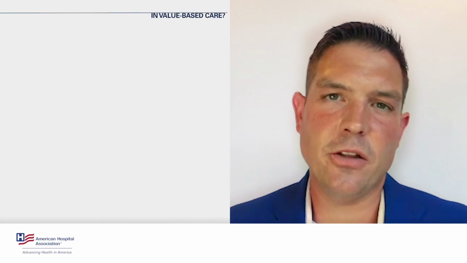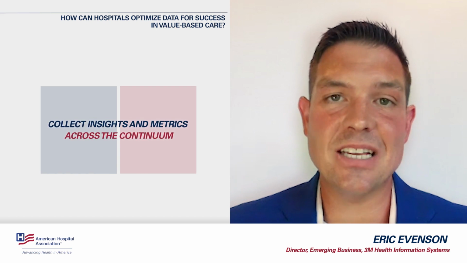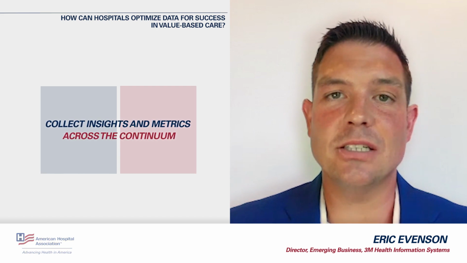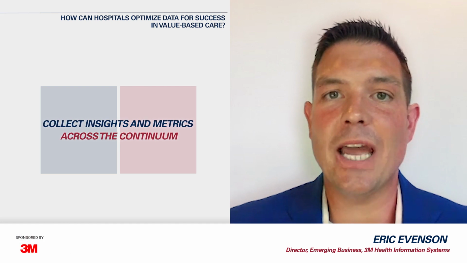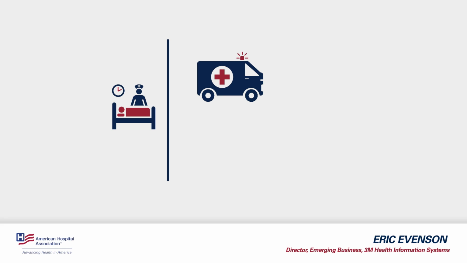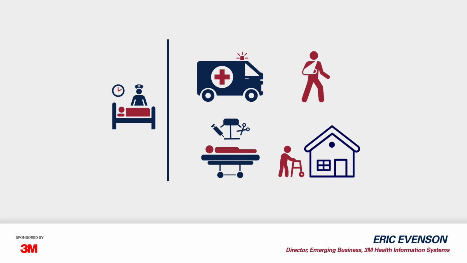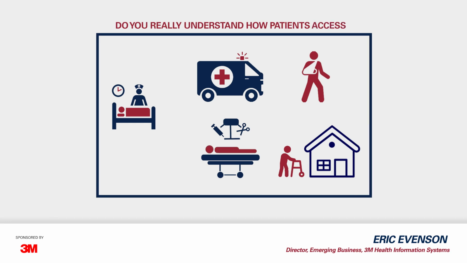So, one strategy that health care organizations can do is to really start collecting insights and metrics across the continuum. Most organizations already have a really in depth understanding of inpatient quality and inpatient operational efficiency. However, most organizations really don't understand operational efficiencies on the ambulatory side, hospital outpatients, ambulatory surgical centers, or in the transitions of care. And so, one question I would ask yourselves is, do you really understand how patients access your system and receive care in your system?